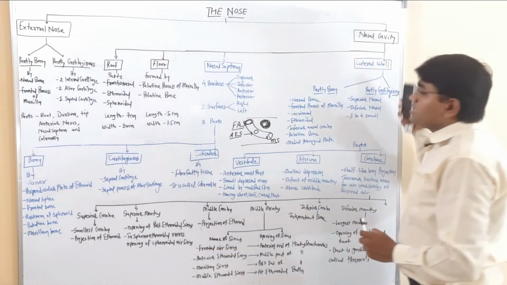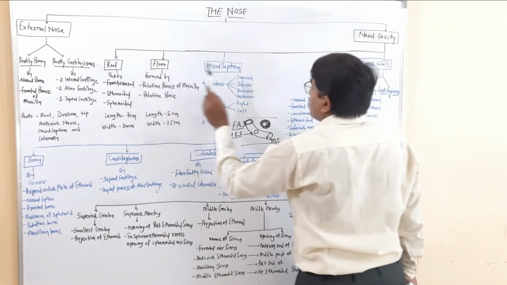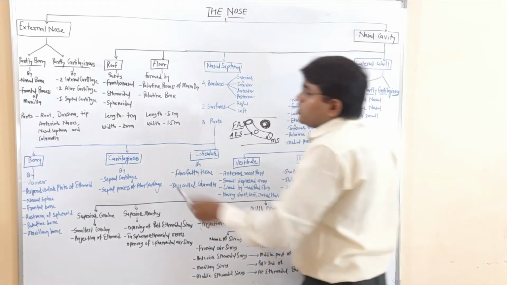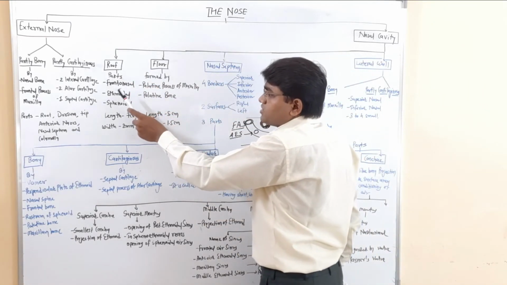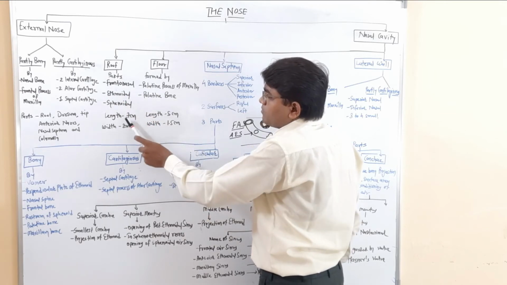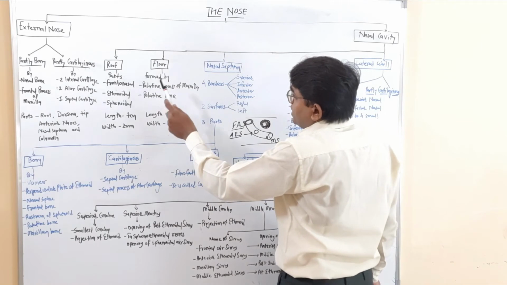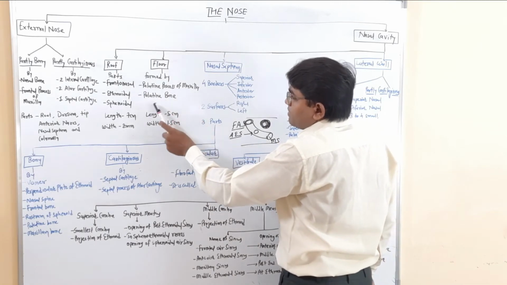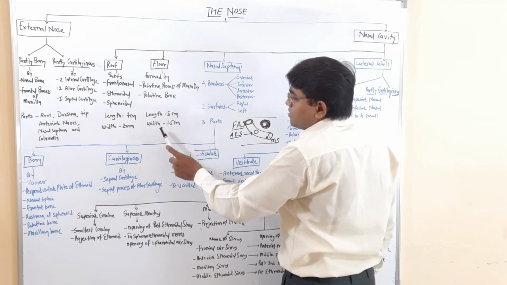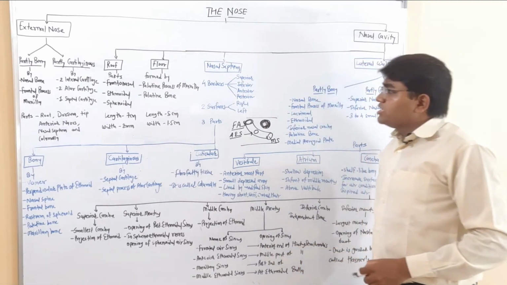Then the nasal cavity has a roof, floor, nasal septum, and lateral wall. The roof has frontonasal, ethmoidal and sphenoidal parts, with length about 7 cm and width about 2 mm. The floor is formed by the palatine process of maxilla and palatine bone. Length is about 5 cm and width is about 1.2 cm.